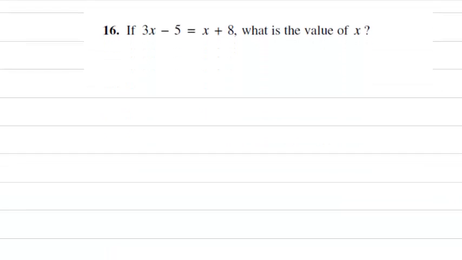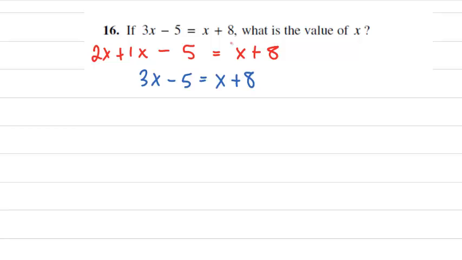Here's a problem from a College Board 2002 practice test. 3x minus 5 equals x plus 8. What's the value of x? Like I said, the first thing you should do on any problem is to combine like terms. What I mean when I say combine like terms is any like terms that are on the same side of the equal sign should be grouped together. So for instance, if I had 2x plus 1x minus 5 equals x plus 8, here I have two x terms on the left side of the equal sign. So before I do anything else, I would do 2x plus 1x becomes 3x. And then from there I can do the normal steps of algebra.